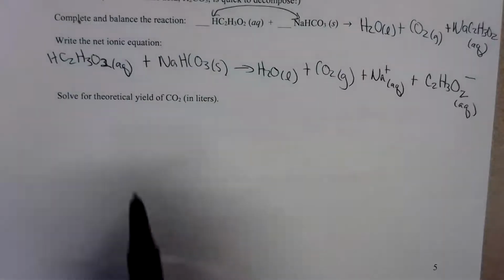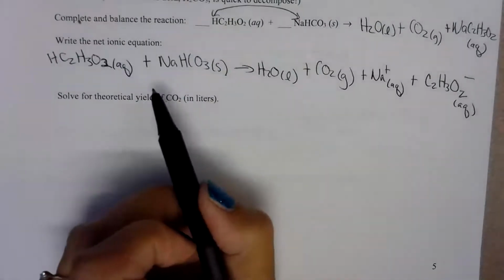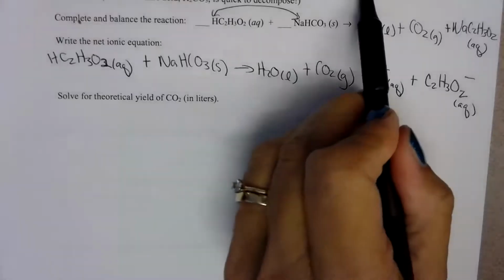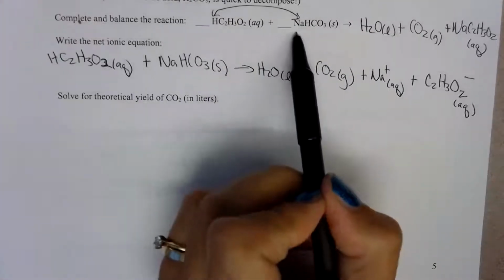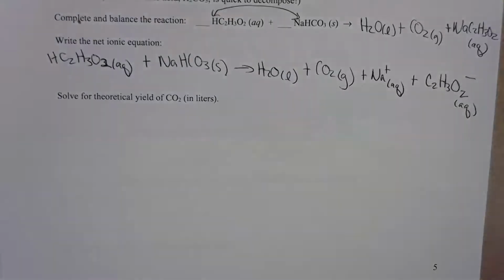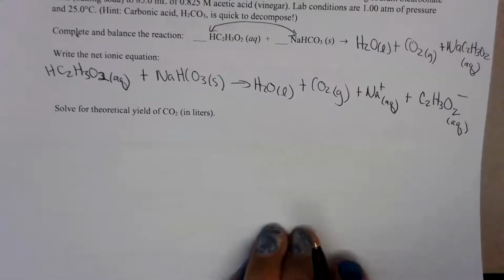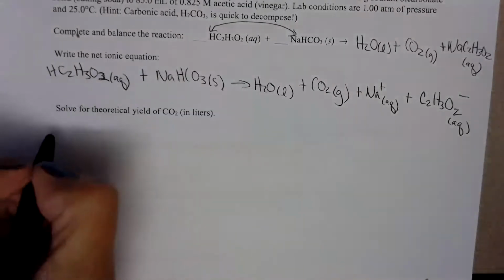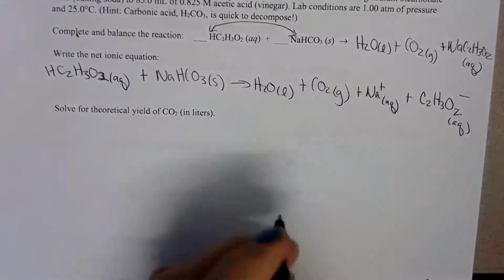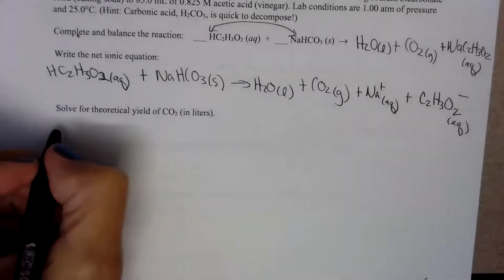And let's see if we can come up with a theoretical yield of CO2. This is a limiting reagent problem because we have the mass of one reactant and the moles of the other. So we're going to practice doing both kinds of limiting reagent problems. Let's do the vinegar first. Notice it's a 1-to-1 mole ratio for both of them.